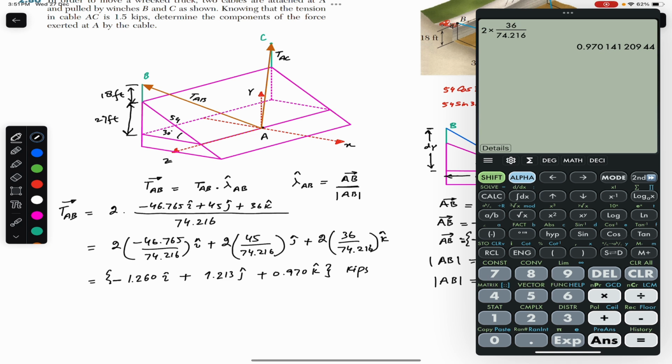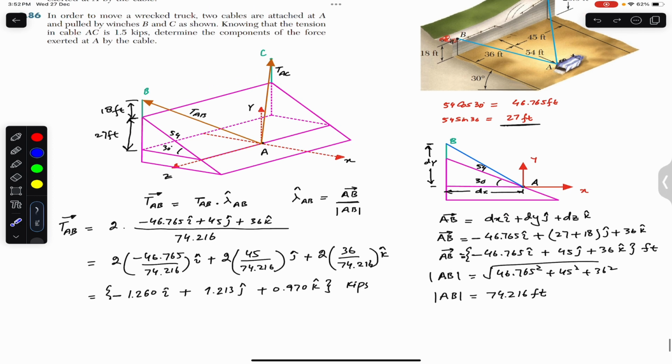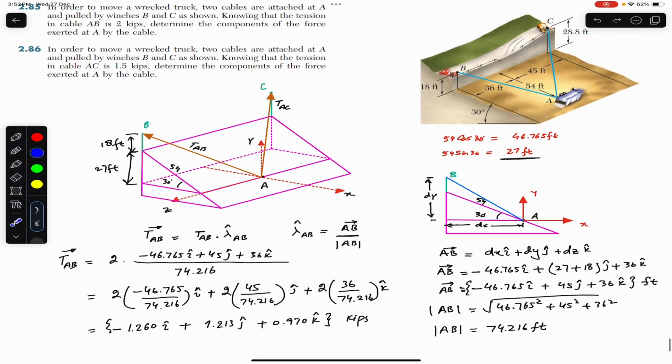Since the unit vector is in feet and the position vector is in feet, and this magnitude is in feet, feet will cancel out with feet and we will be left with 2 kips, right? Since the unit of this 2 is kips, we will be left with kips. Now in the problem statement, we are asked to determine the components of the force exerted at A by the cable. So these are the components: this is TABX, this is TABY, and this is TABZ in kips. So this is the solution of this particular problem.